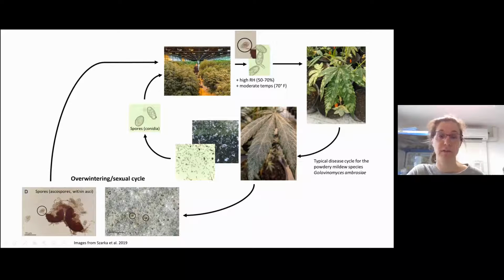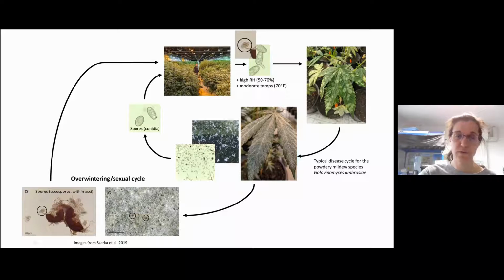The only place that the sexual cycle has been observed on hemp is in Kentucky. The sexual cycle is important because this is a persistent living structure that can survive over the course of the wintertime. So if you have infected foliage that falls in the field over the winter that has these chasmothecia, they'll start the disease cycle early on again in the spring.